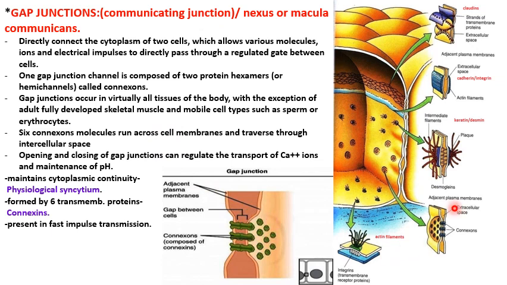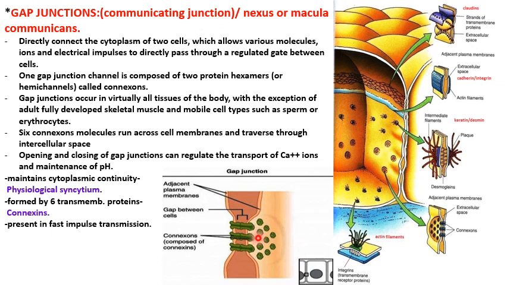So this connexon, that is the nexus, is found on the lower half of the cell, the lateral surface of the cell. And this nexus consists of six connexon molecules that traverse through the intercellular space, forming a tunnel between the adjacent cells, creating a channel for the transportation. So opening and closing of these gap junctions can regulate the transport of calcium ions and maintain the pH.